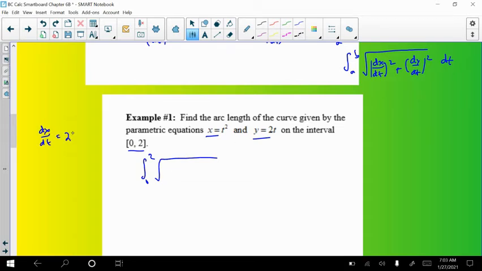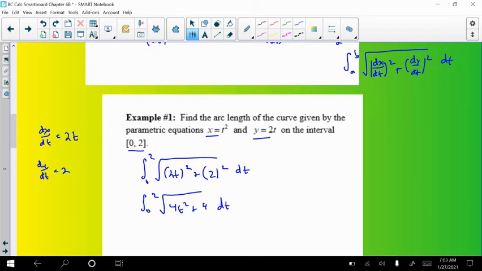dx/dt is 2t. And what is dy/dt? dy/dt is 2. So it's dx/dt as a quantity squared, that's (2t) squared plus 2 squared dt. Or the integral from 0 to 2 of the square root of 4t squared plus 4 dt.